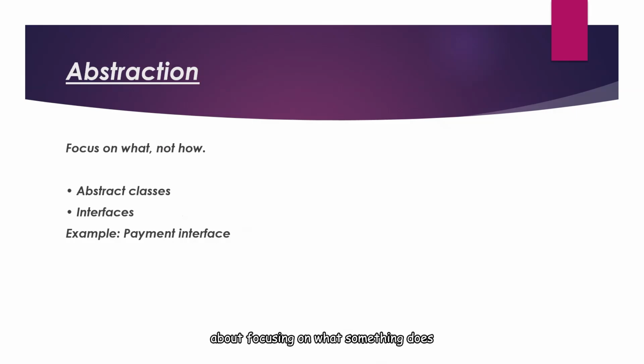Abstraction is about focusing on what something does instead of how it does it. We hide implementation details and expose only necessary functionality. Interfaces and abstract classes are used to achieve abstraction. For example, a payment interface can have multiple implementations.